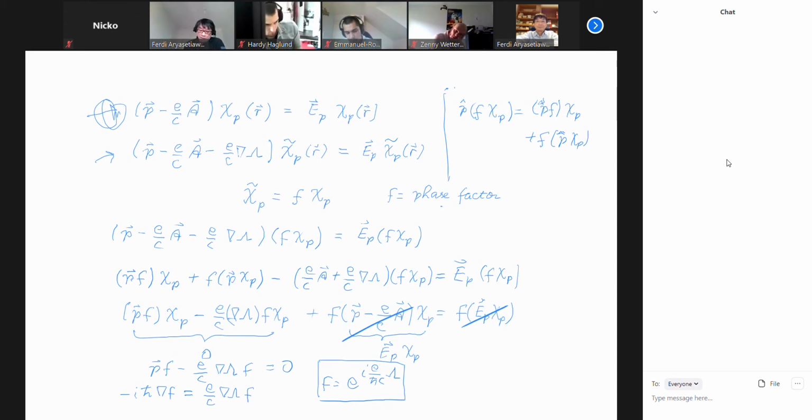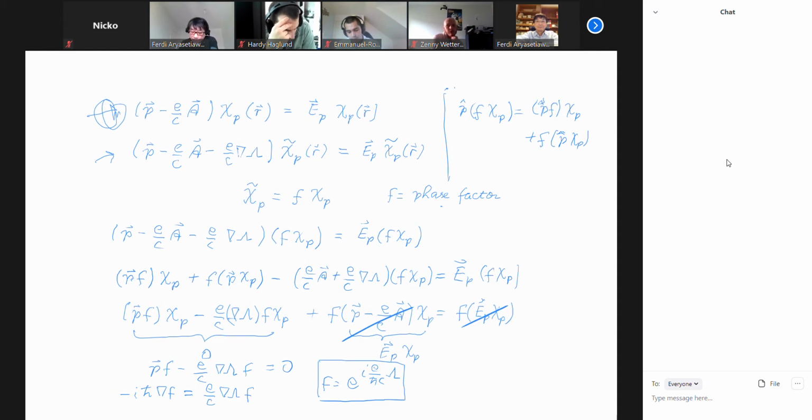So what happens then to the wave function when we do this gauge transformation on the vector potential is that it obtains a phase factor given by this one here. Unlike the potential case, the phase factor here does not depend on time. It just depends on the position, because this function lambda is a function of position.